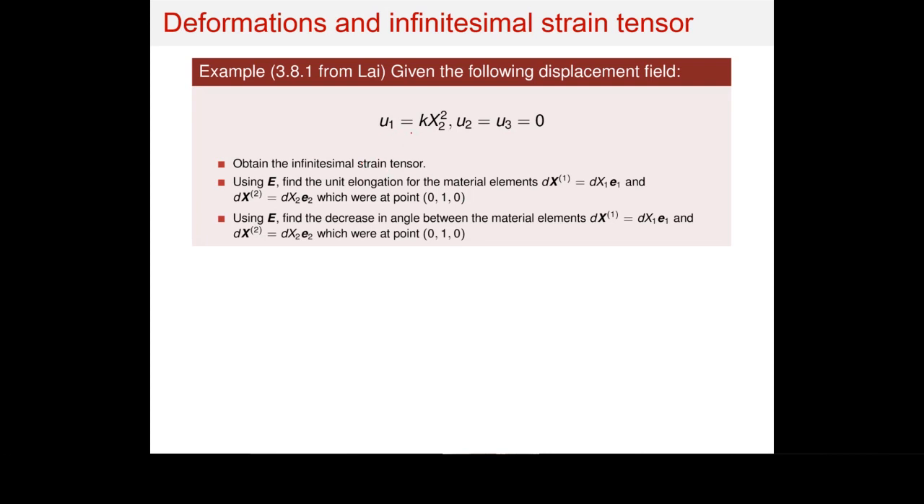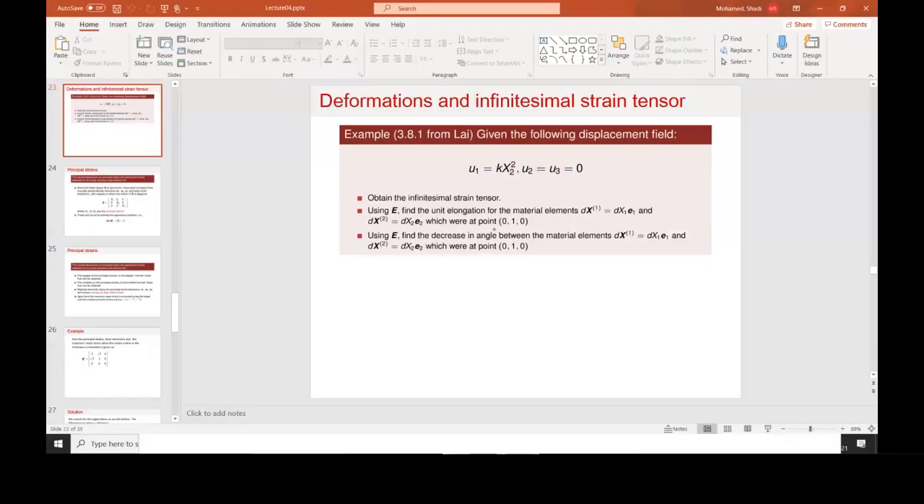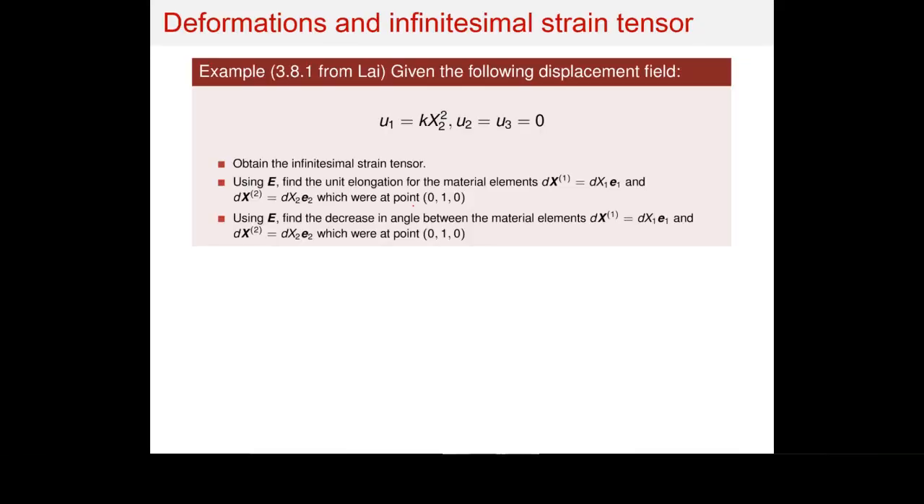Once you have the strain tensor, the question is to find the change in the unit length for a vector defined by this at this point. So we have a specific point at which we want to evaluate the strain tensor, and we want to find the change in the unit length in the direction of E1, and the same for E2. All right, so we have a unit elongation in the material in the direction of E1 and E2.